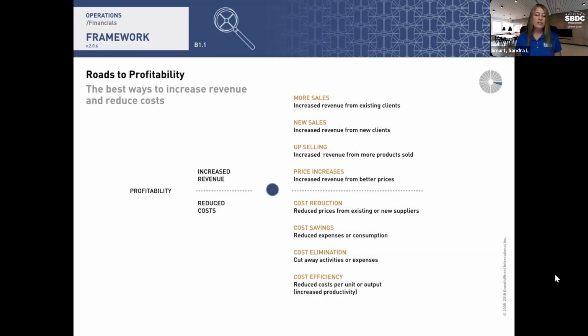And then cost efficiency is the last approach, where you're really looking at how can you increase productivity to drop your cost per unit for the product or service that you're offering. When you're looking through this and thinking about profitability, make sure that you're not trying to do everything all at once. Identify, I would say, no more than 2, possibly 3 areas that you really think could make a positive impact on your business, and target those instead of trying to do everything at once.